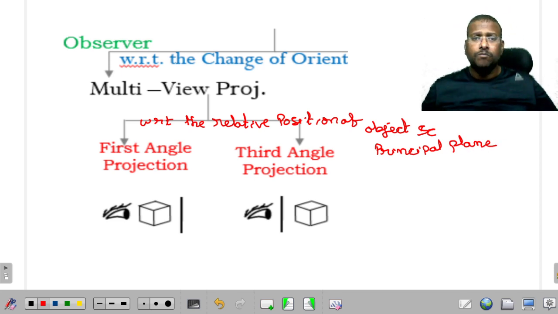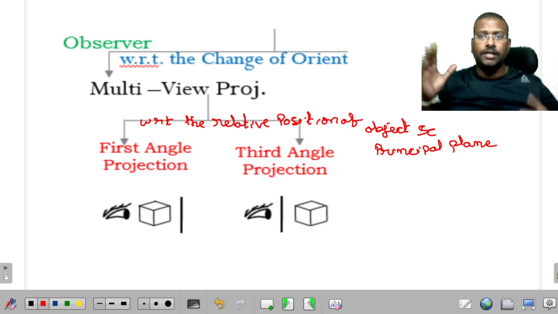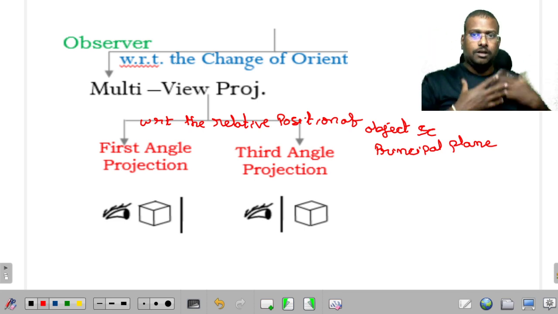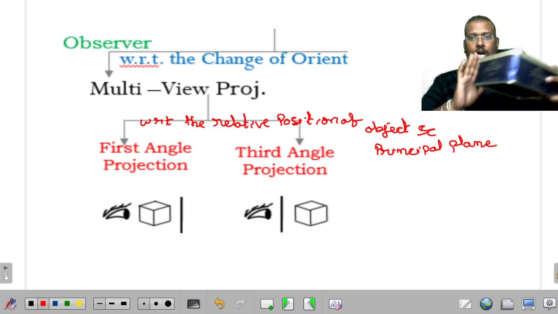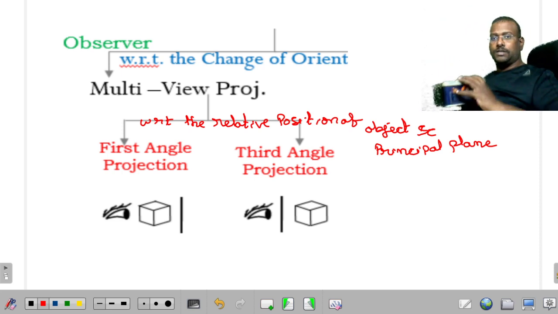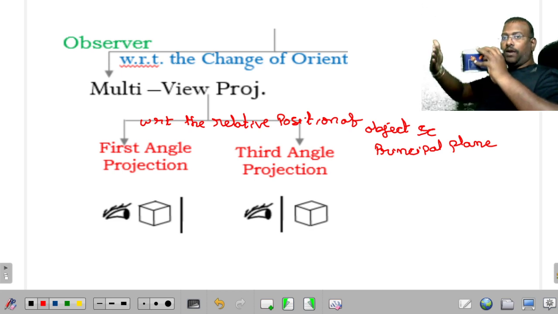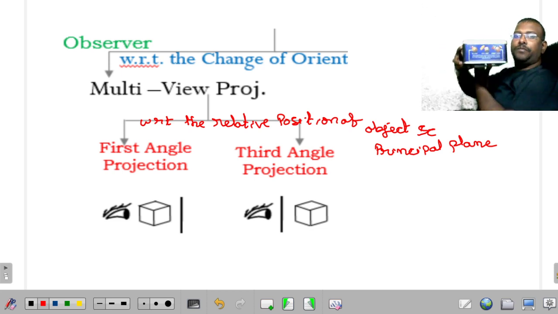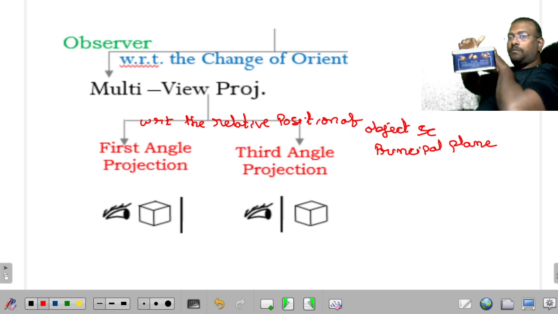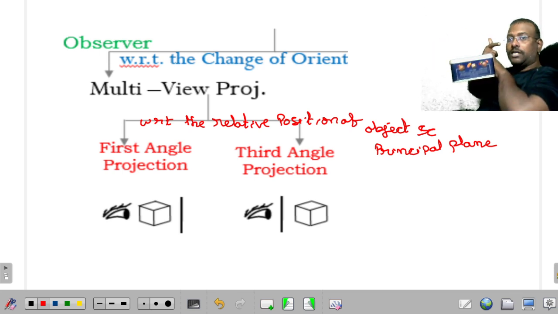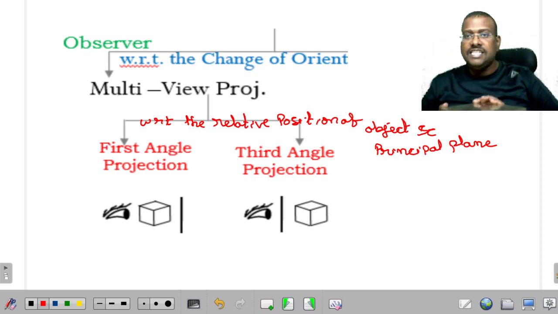So here, let us consider the observer is at infinity. Let us consider I am the observer, I am at infinity, and this is going to be the object. If I place the principal plane here, so if the object is in between the principal plane and the observer, then it is called first angle projection.